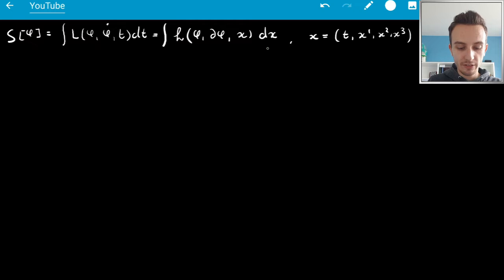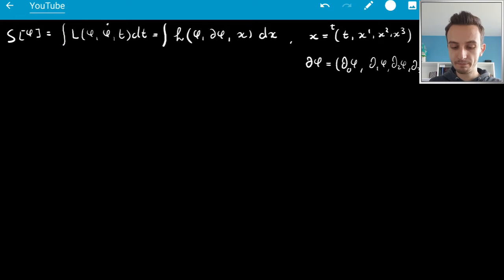So it's a four-dimensional integral over something called a Lagrangian density. It's going to be a function of the field phi and of all the derivatives. So when I write this del phi, it means del 0 phi, del 1 phi, maybe here I'll write transposed, del 2 phi, del 3 phi. And it's like a form, right? So it will have lower indices, whereas x will have upper indices.